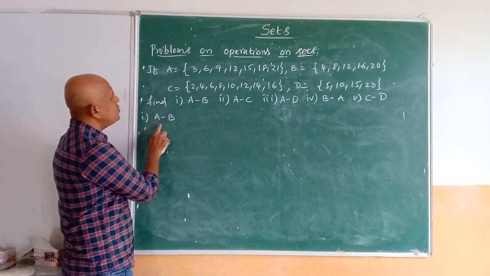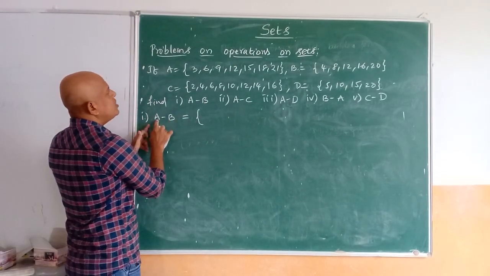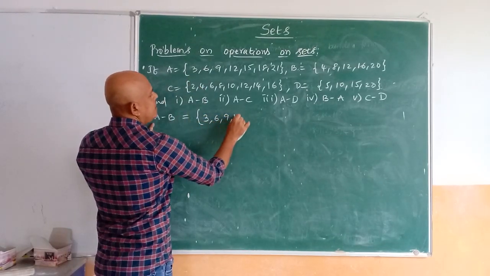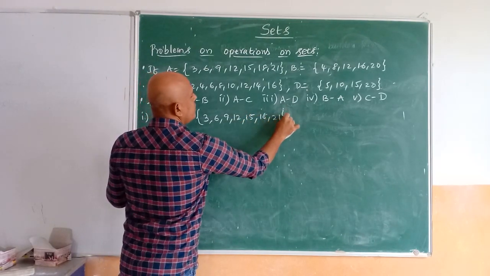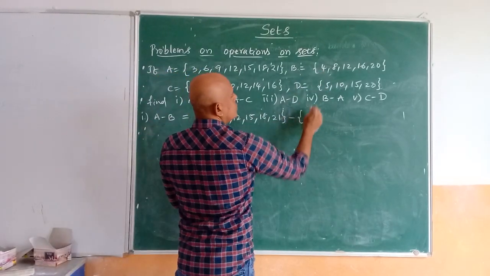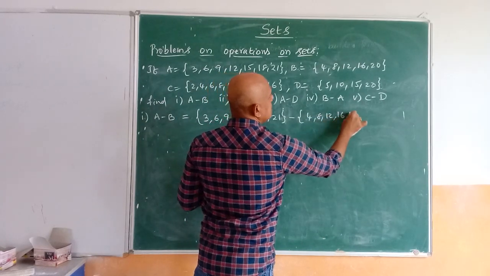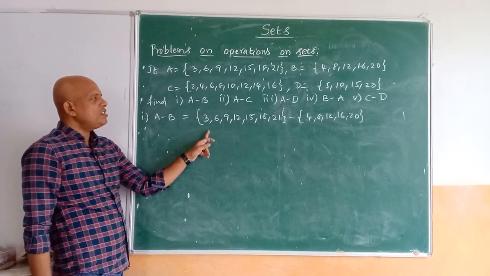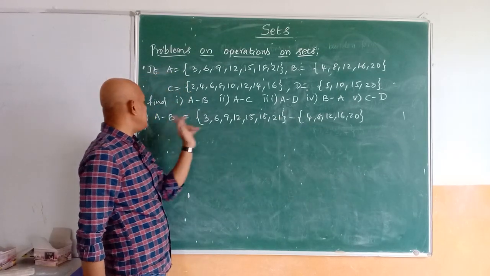First problem, A minus B. First of all, we should write the elements of A. What are the elements of A here? 3, 6, 9, 12, 15, 18, 21. A minus B, where B is equal to {4, 8, 12, 16, 20}. Now, in the difference of two sets, first of all we have to cancel the common elements which are in both the sets A and B.